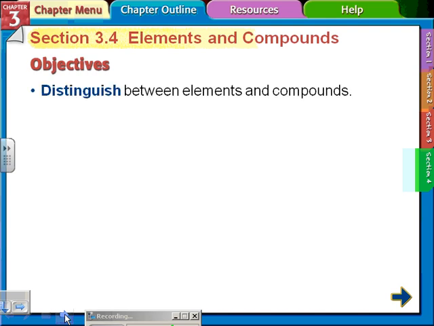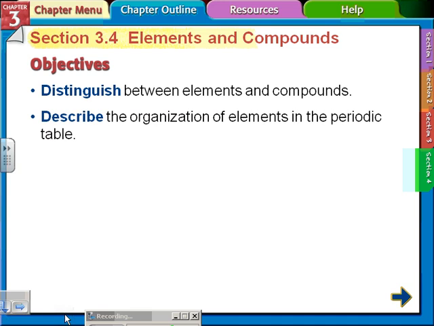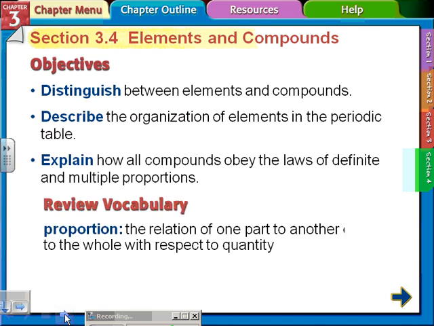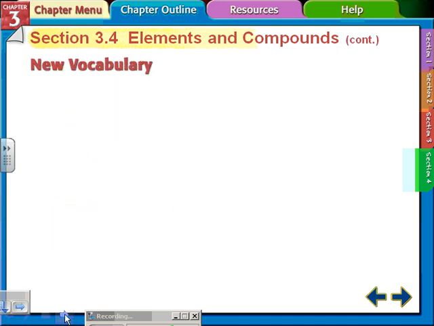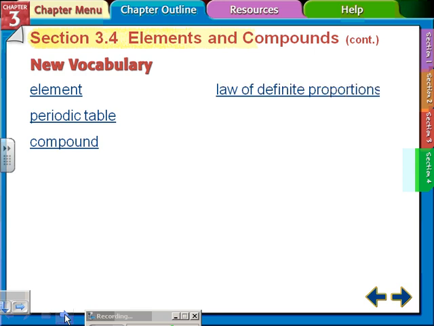Okay, our last section is section 3.4, elements and compounds. These are our objectives. Some vocabulary they're going to discuss.